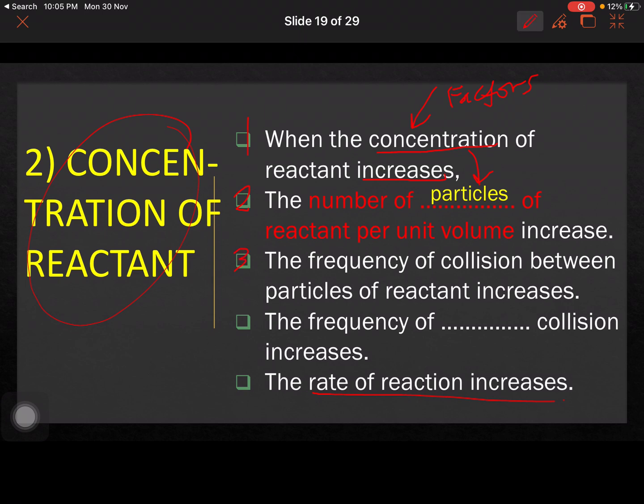Point yang ketiga, keempat dan kelima sama dengan point yang factor surface area tadi. Maka bila number of particles per unit volume increases, maka banyak particles dalam tu, maka akan berlakulah collision dengan lagi kerap. So the term used is frequency of collision. Ingat frequency of collision. Term sini mesti betul. Frequency of collision increases. The frequency of effective collision also will increases. Ni pun istilah dia mesti betul. Frequency of effective collision. Okay, bukannya frekuensi collision efektif ke, effective frequency of collision ke, tak. Dia mesti frequency of effective collision increases. Last sekali, rate of reaction pun akan increases.